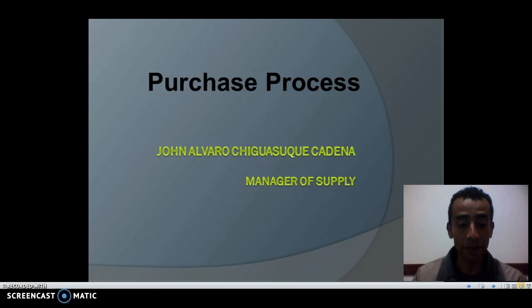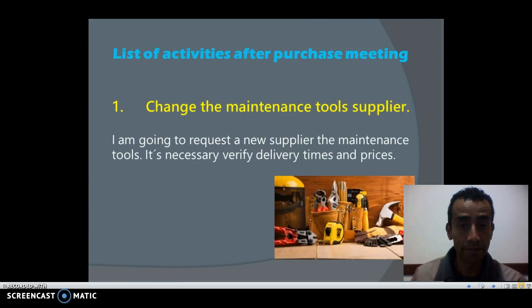Next, I present the purchase process activity presentation. List of activity after purchase meeting. 1. Change the maintenance to supplier. I am going to receive a new supplier for the maintenance tools. It's necessary to verify delivery times and price.